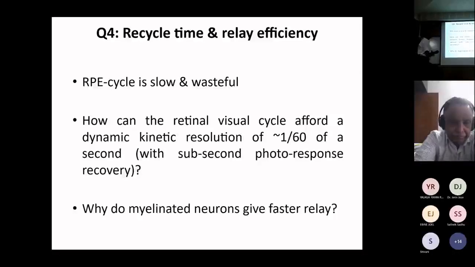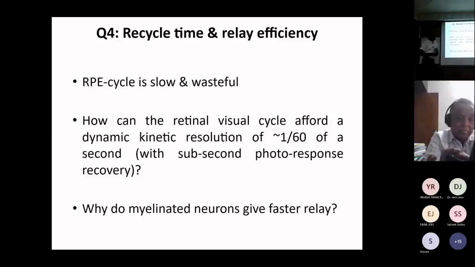Then, how can the retinal visual cycle afford a dynamic kinetic resolution of 1/60th of a second with subsequent photoresponse recovery? That is, we see dynamically within 1/60th of a second, we can process images so quickly. Whereas for the classical scheme, the process is slow to respond. But in real life, we can process images very quickly.